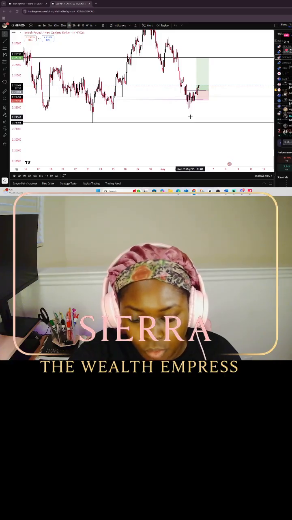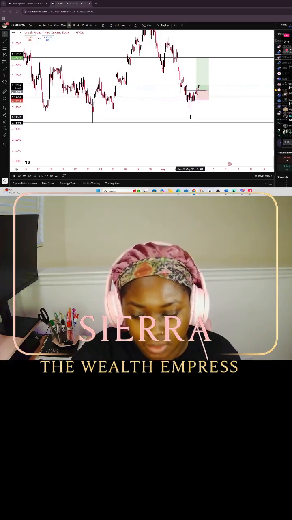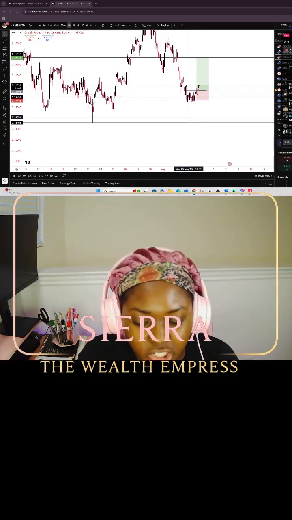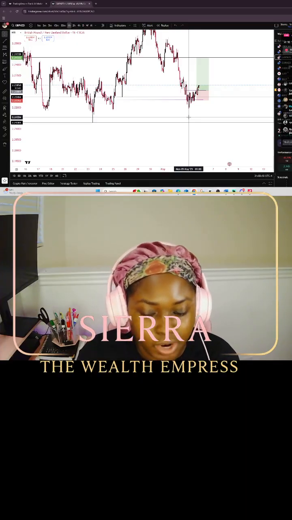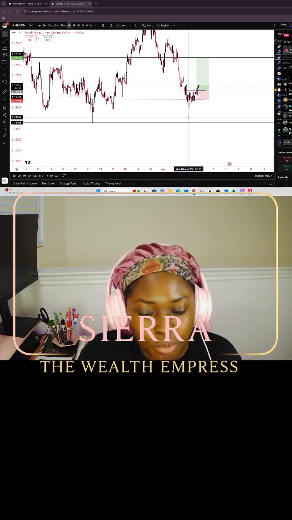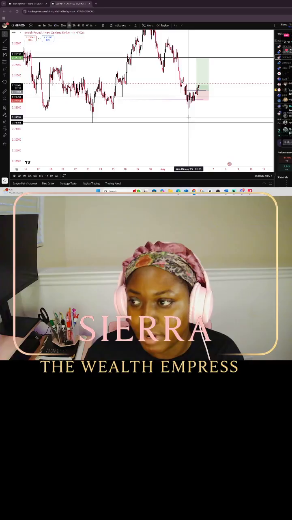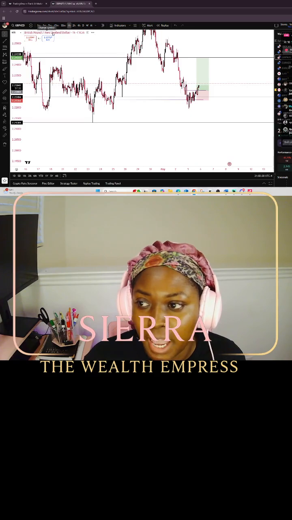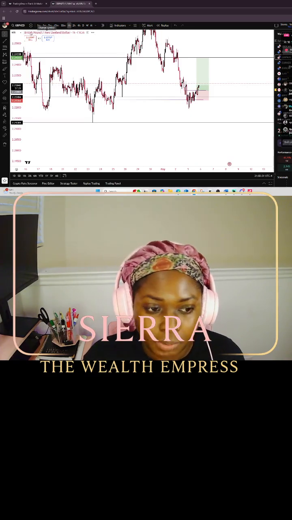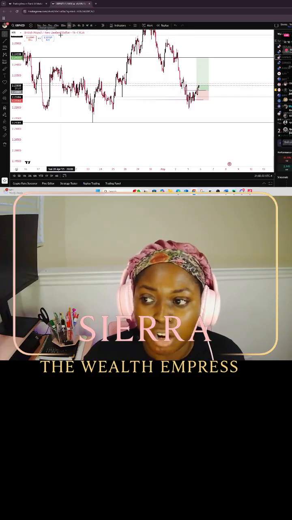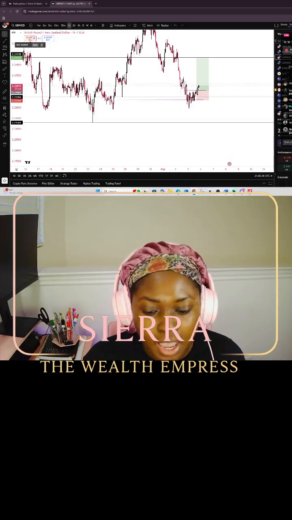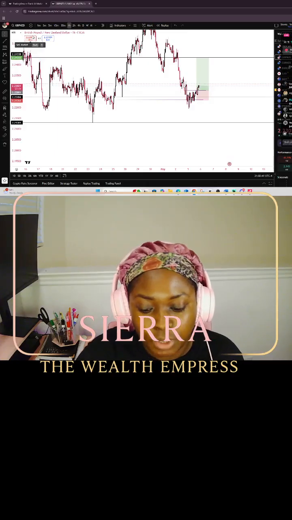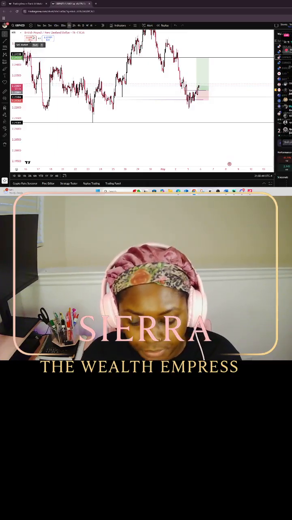So, what is Forex? Forex stands for the foreign exchange. It's the global market where people exchange currencies. Right here's a chart, and as you can see, it says GBP and New Zealand dollar, British pound and New Zealand dollar. These are two currencies, and in the Forex market, you're trading the price fluctuation between two currencies.